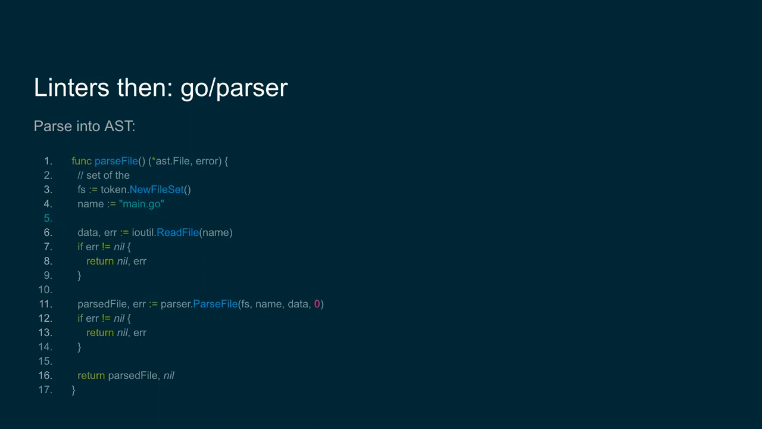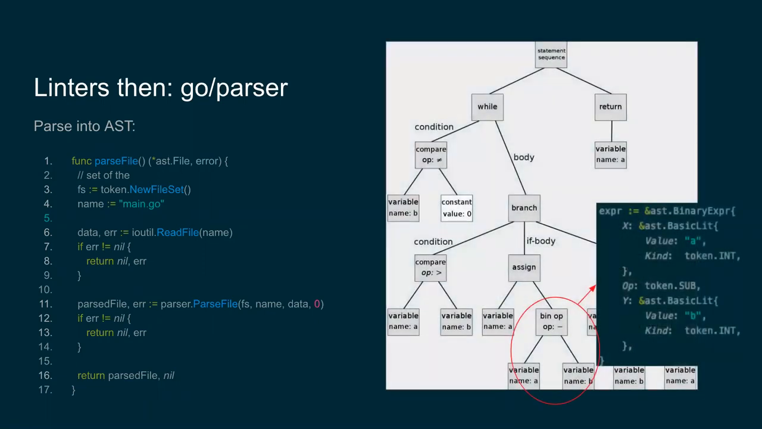Okay, so I kind of have to show it. So this is the AST, as you can see. For example, if you just take this little piece and check what the actual representation in the Go code is, it will be a binary expression with the operation subtraction and those variables, variable A and B. This is how the parsed file actually looks.